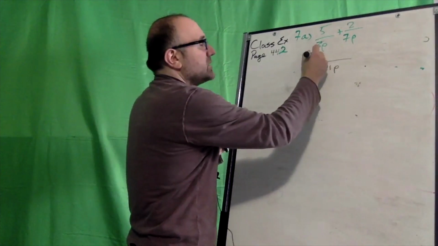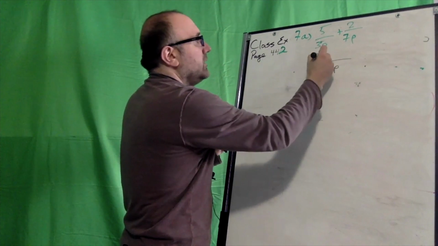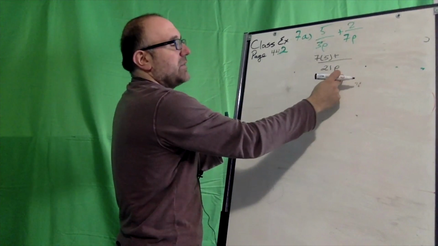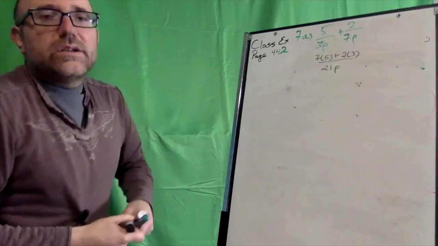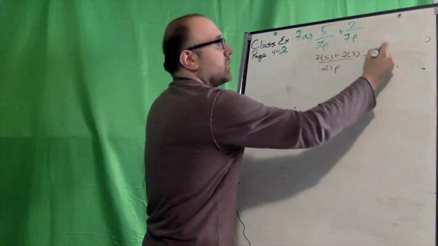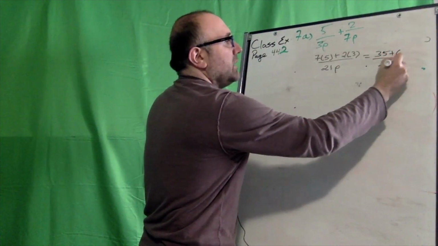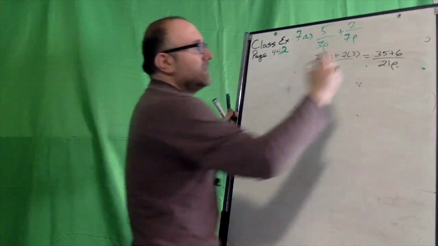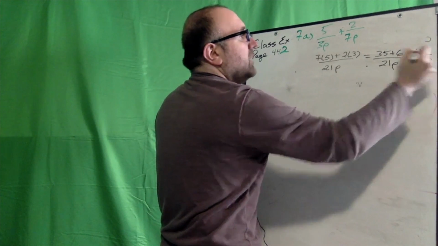But at the same time, why don't I just rewrite it? So 7 times 5 plus, what do you have to do from here to go to here? You multiply by 3. So 2 times 3. Okay, now you can simplify that by actually showing 7 times 5 is 35 plus 2 times 3, which is 6, over 21p. Now, can we do anything else from there? Oh, well, yeah, 35 plus 6, which is 41 over 21p.